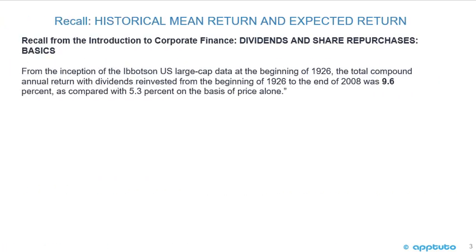Since we're talking about dividends here in terms of the return characteristics, I just wanted to recall from the introduction to corporate finance, and we've seen this in portfolio management, that when we've been looking at the Ibbotson data for U.S. large cap data at the beginning of 1926, the total compounded annual return with dividends reinvested from the beginning of 1926 to the end of 2008 was 9.6%, as compared with 5.3% on the basis of price alone. So dividends are very important with regards to the total return calculations.